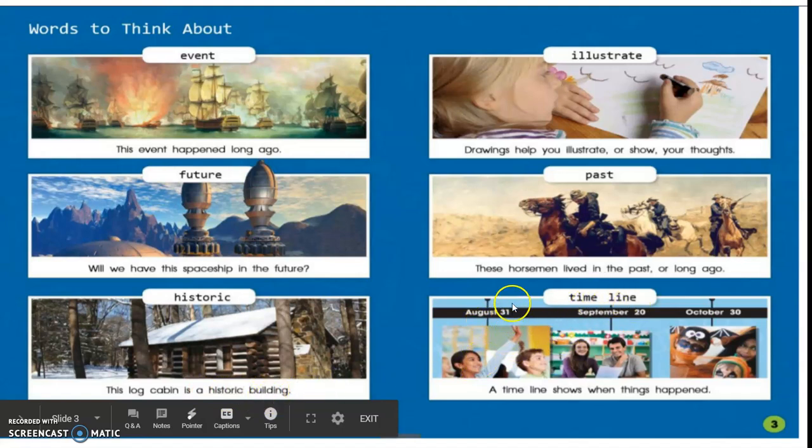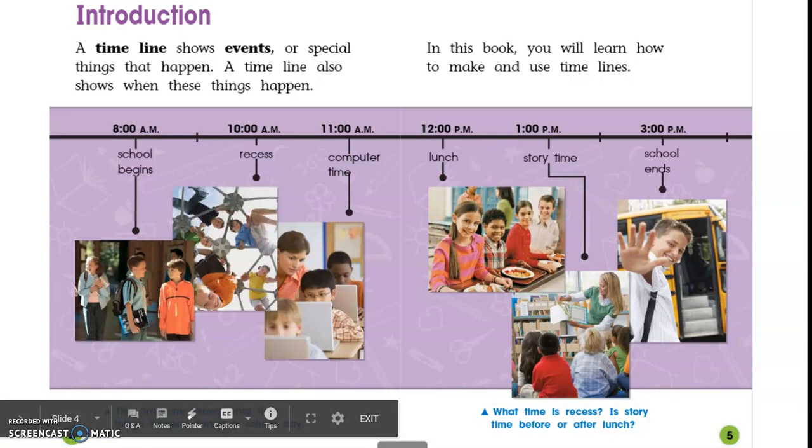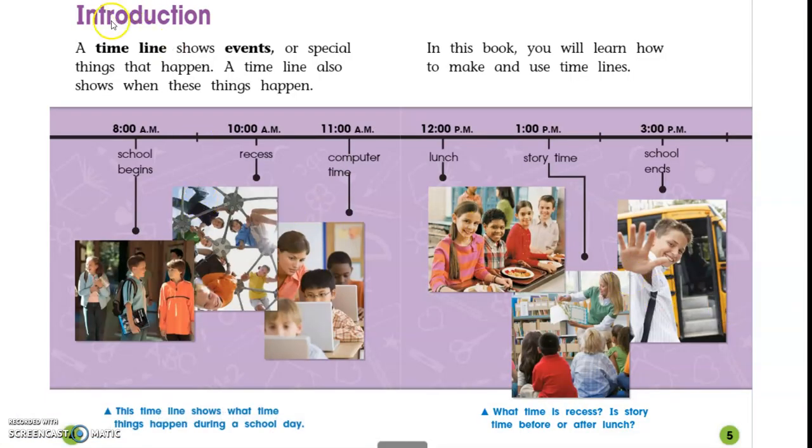Timeline. Here we can see August 31st, September 20th, October 30th. So there's about a month in between. A timeline shows when things happened. It's a line of time. Introduction. A timeline shows events or special things that happen. A timeline also shows when these things happen.